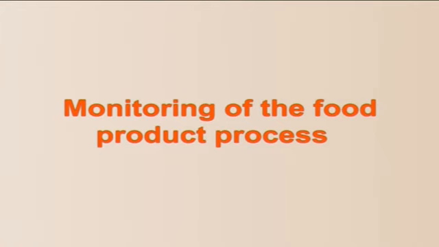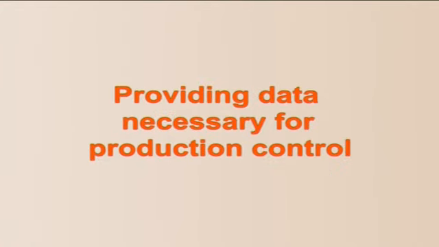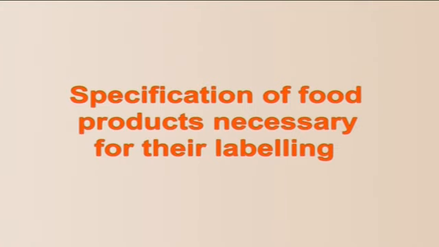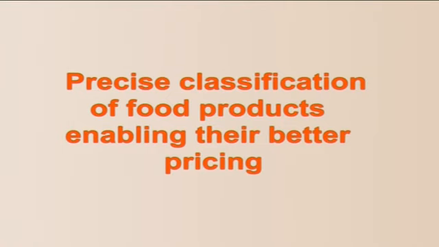There are several reasons for using spectrophotometric analyzers of food in food manufacturing industries, as follows: checking the quality of food, monitoring of the food product process, providing data necessary for production control, specification of food products necessary for their labeling, precise classification of food products enabling their better pricing. There are more or less evident economic benefits behind each of them.